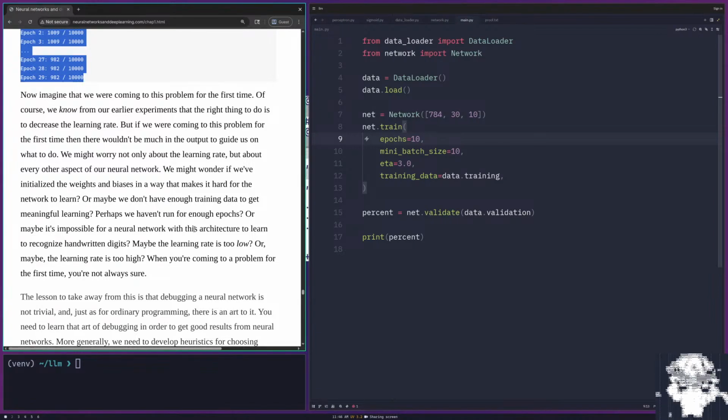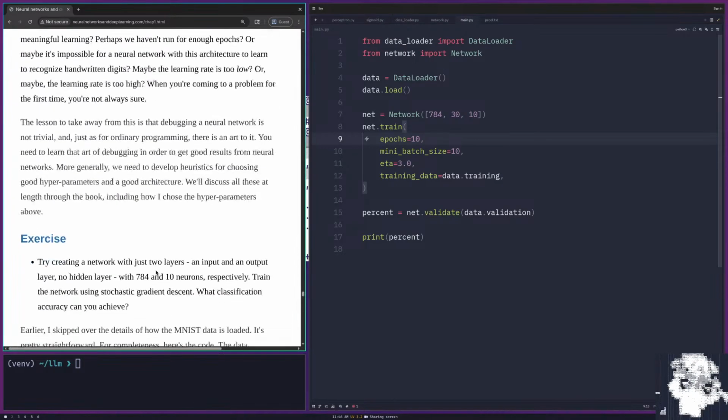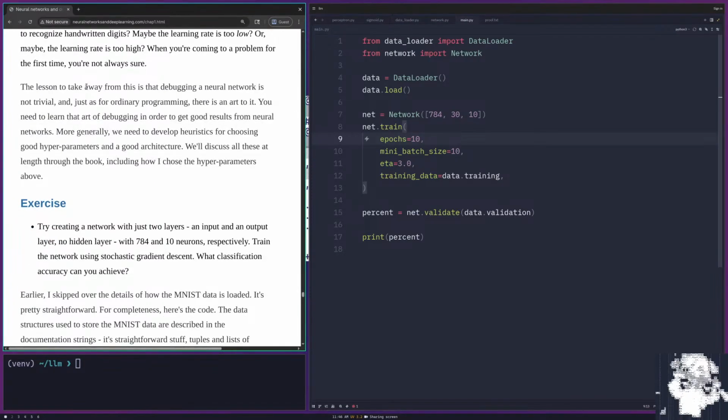Maybe the learning rate is too low, or maybe the learning rate is too high. Maybe when you're coming to a problem for the first time, you're not always sure. The lesson to take away from this is that debugging a neural network is not trivial, and as for ordinary programming, there's an art to it. You need to learn the art of debugging in order to get good results from neural networks.